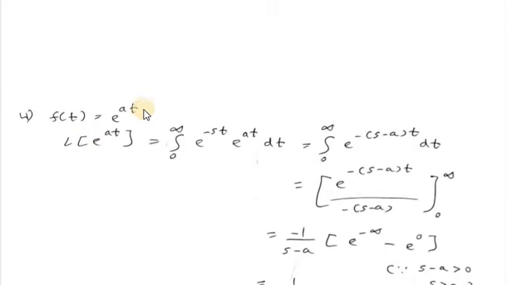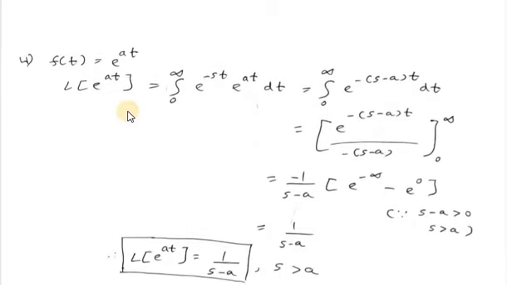Now we will take f of t equals e raised to at. In the fundamental definition of Laplace transform, we will replace f of t by e raised to at. So Laplace of e raised to at equals the integration from 0 to infinity of e raised to minus st, and f of t is e raised to at, dt. So this equals the integration from 0 to infinity of e raised to minus st plus at. Now taking minus t common, it will become e raised to minus of (s minus a) t, dt.